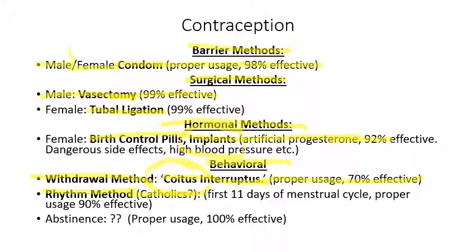So the rhythm method means that a woman keeps very close track of her menstrual cycle, and she and her husband only have sex during the first 11 days of the menstrual cycle. And when this is properly used, it's 90% effective, which is actually quite impressive for something that doesn't do anything to separate eggs and sperm, right? So 90% effectiveness for the rhythm method is actually quite impressive.